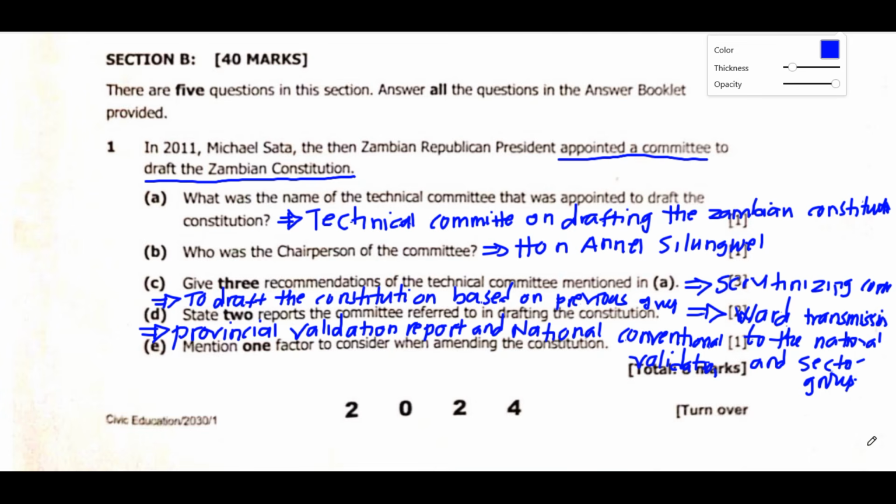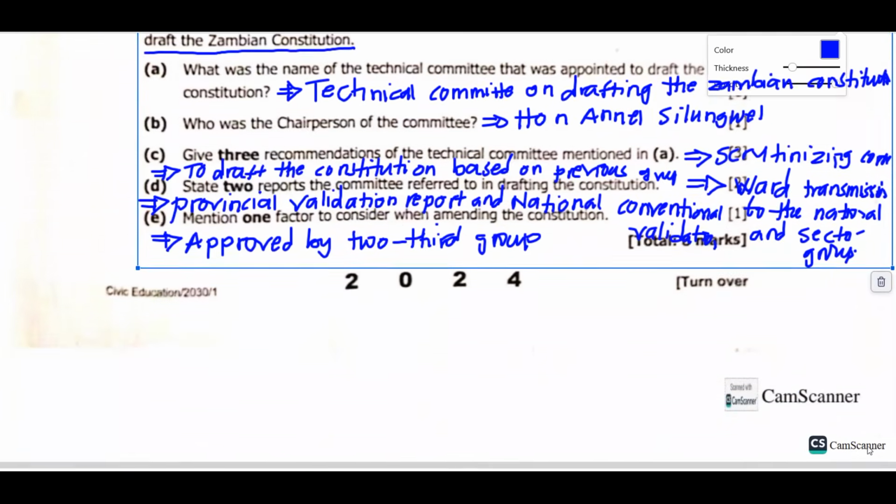Then question E, mention one factor to consider when amending a constitution. So we know that if you look at amending, we are looking at changing. So what are the factors that can be put into consideration when the government is about to amend a given constitution? So we need to vote, and whenever 2/3 votes in accordance of changing, then that is a go-ahead decision. So we'll say approved by 2/3 vote. Then the second one also can be ratification by 3/4 of the state. So let's move on to question number 2.